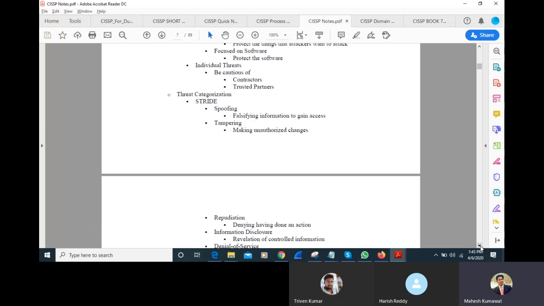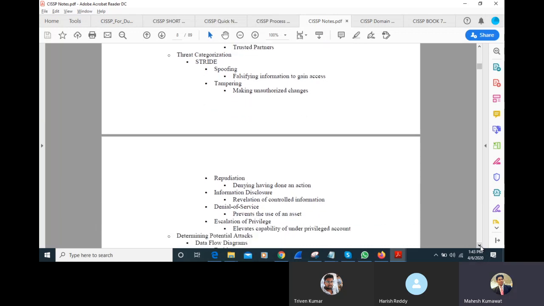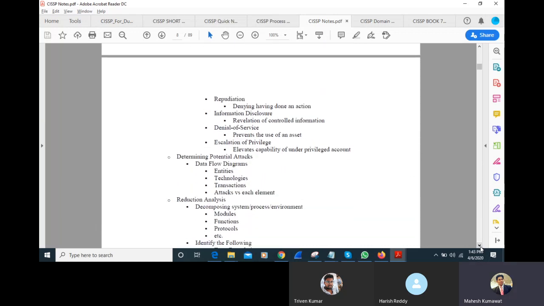T means tampering, making unauthorized changes. R is repudiation. Repudiation is denying having done an action. I is information disclosure, revelation of controlled information. D means denial of service, which prevents the use of an asset. E is escalation of privilege, which elevates the capabilities of an underprivileged account.